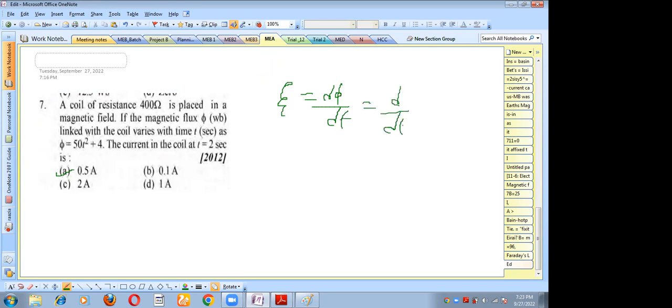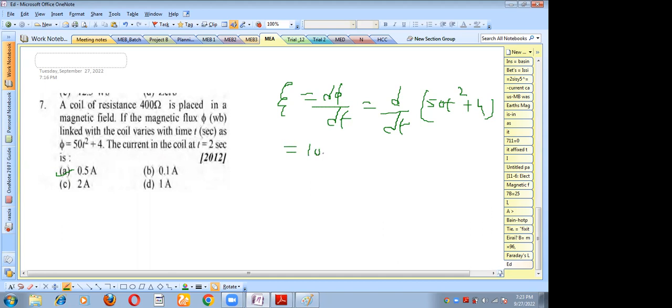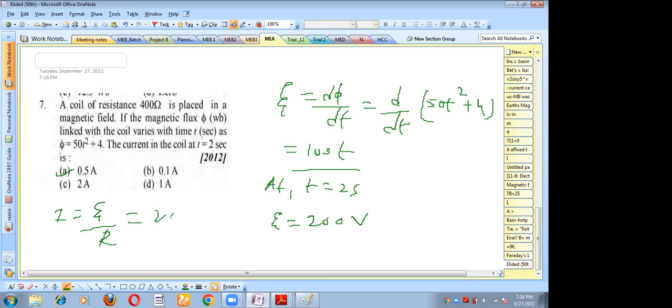You have to differentiate it. 15 t square plus 4. So we'll get it as 100 t, right? So at t is equal to 2 seconds, we will get EMF as 200 volt. So current will be E by R. So 200 by 400, 0.5 ampere. Understood? So this is how we should solve the question based on that. All right.